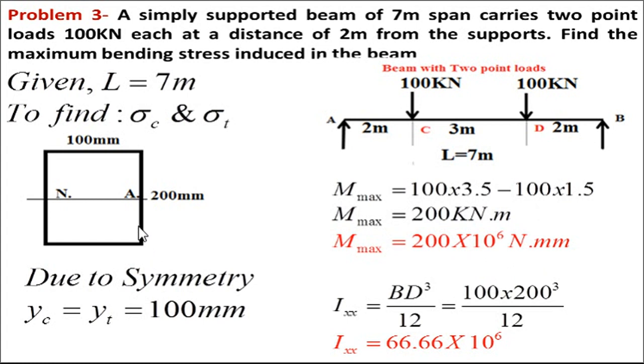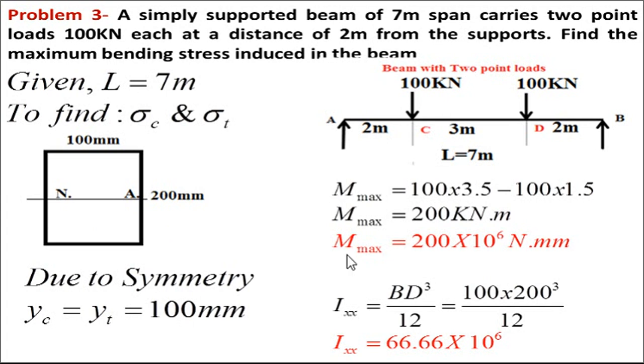And then you have to calculate the moment of inertia, that is Ixx equal to BD cube by 12, as it is a rectangular section. So B is 100, D cube means 200 cube by 12, you will get Ixx. And due to symmetry, here YC and YT will be 100 mm. That is, total depth is 200, half of that will be 100 mm.